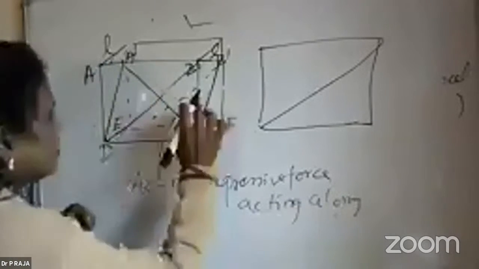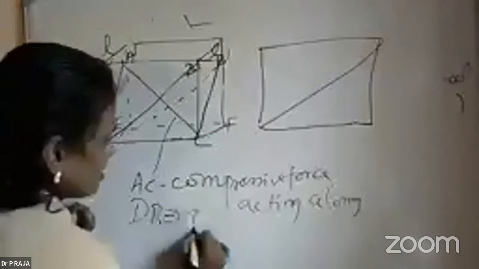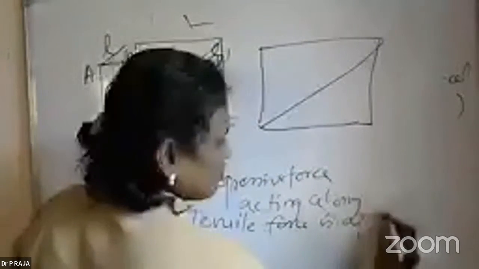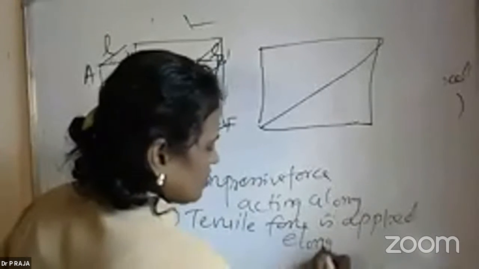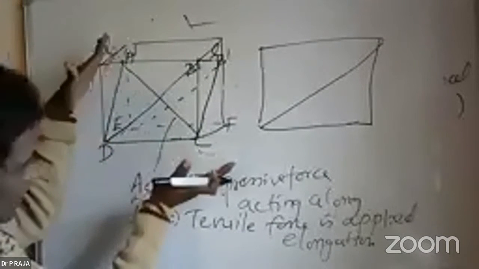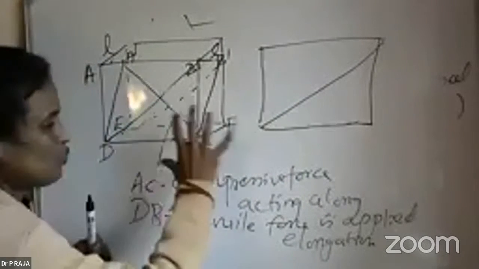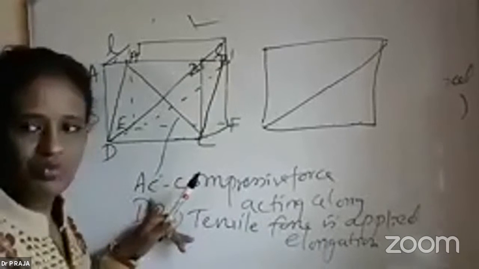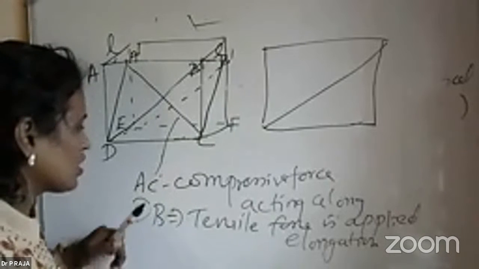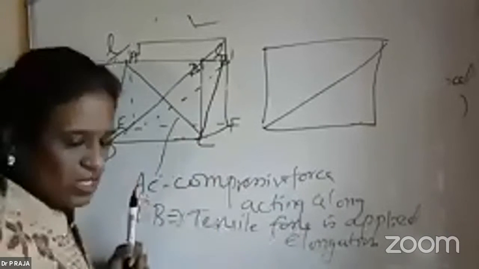Along the diagonal DB, tensile forces are applied, which produce elongation. Along AC, the diagonal is getting compressed, which again enhances this elongation. So we need to calculate the extension produced along DB, and the extension produced due to the compression along AC. Together we need to add up these two to find the total elongation.